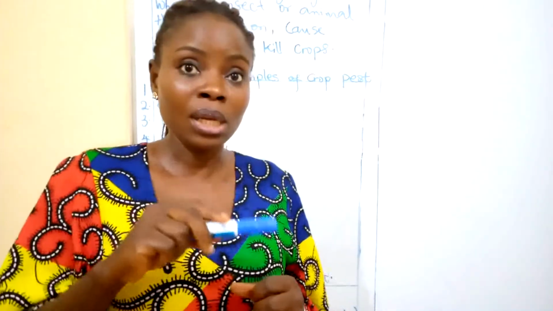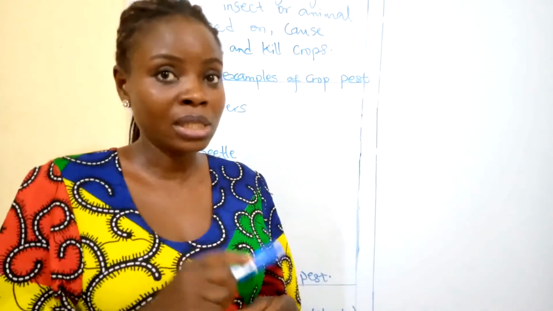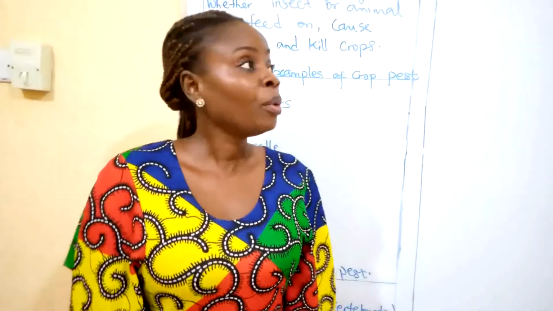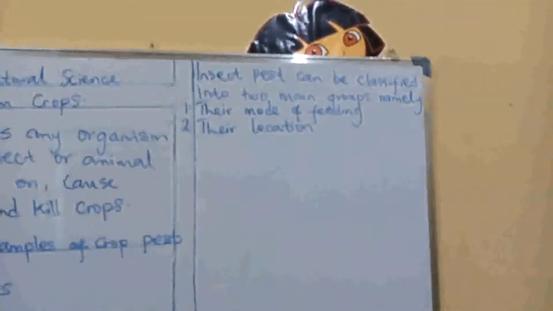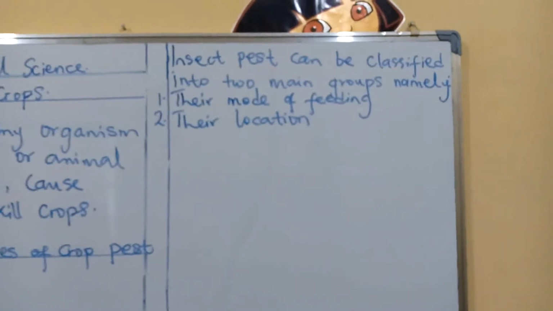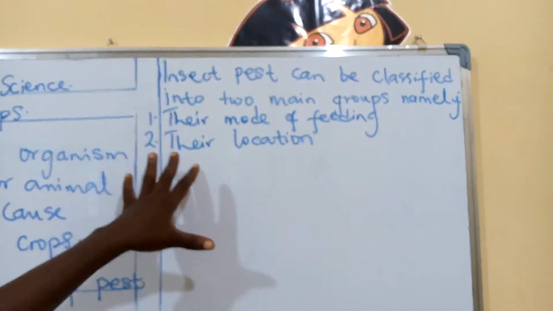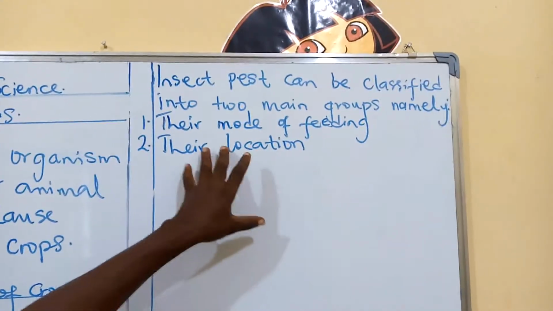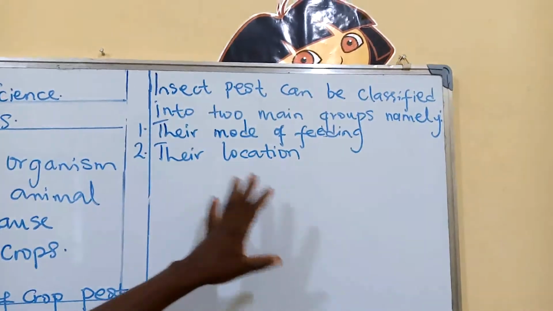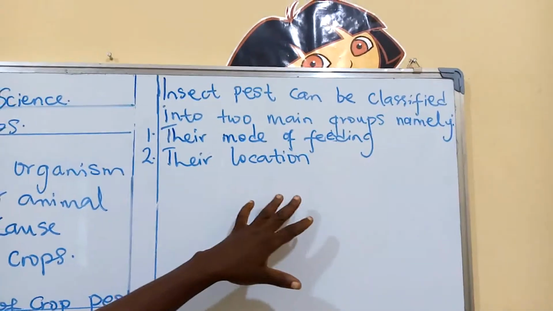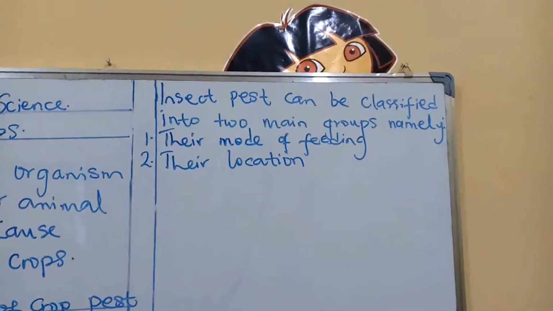We also have the category according to their location. There are some that attack crops in the field, as on the farm, and there are some that attack crops in the storage. All right, so let's take that down. Remember I told you that insect pests can be classified into two main groups. They are namely, number one, their mode of feeding, how they feed. Number two is their location.